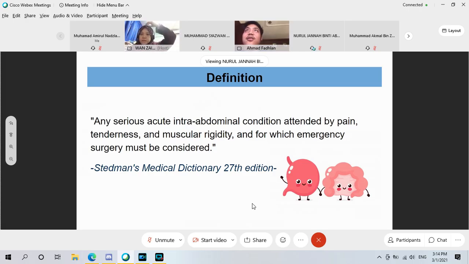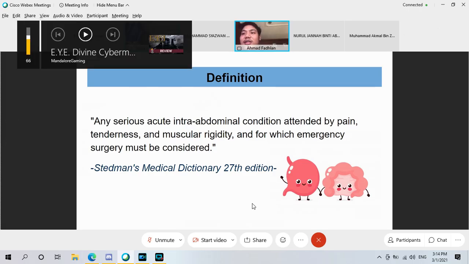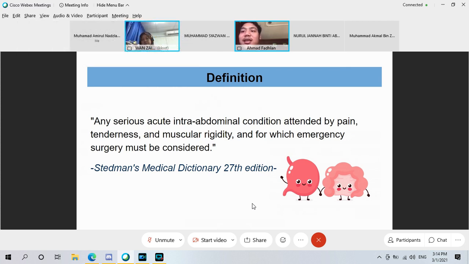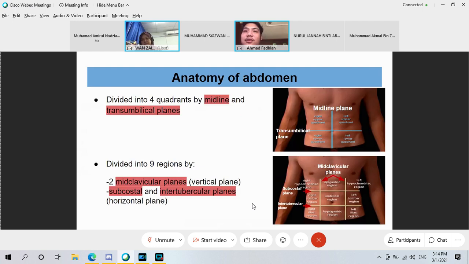Definition of acute abdomen is any serious acute intra-abdominal condition attended by pain, tenderness, and muscular rigidity, and for which emergency surgery must be considered. Next. So first, we need to know the anatomy of abdomen.